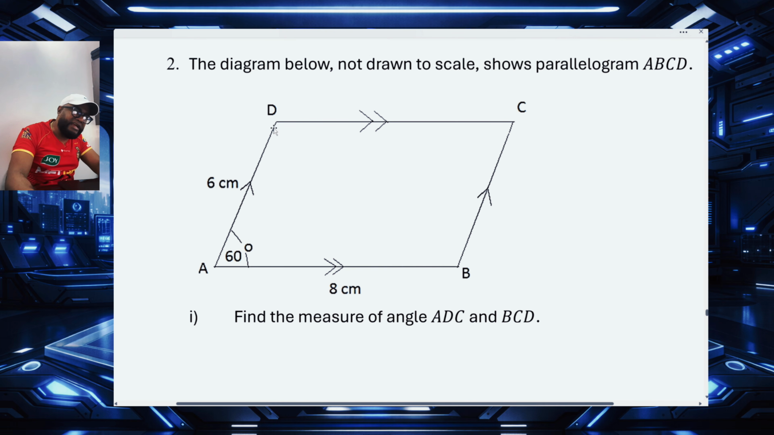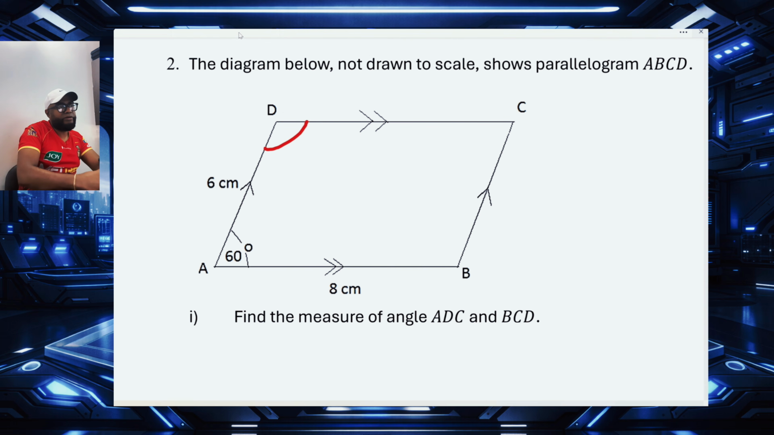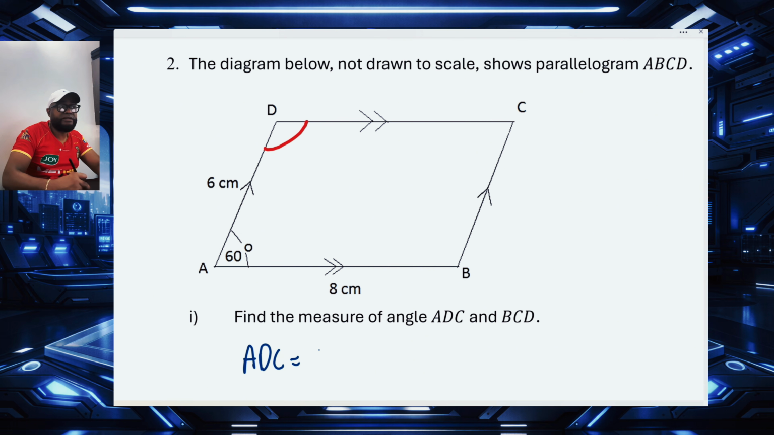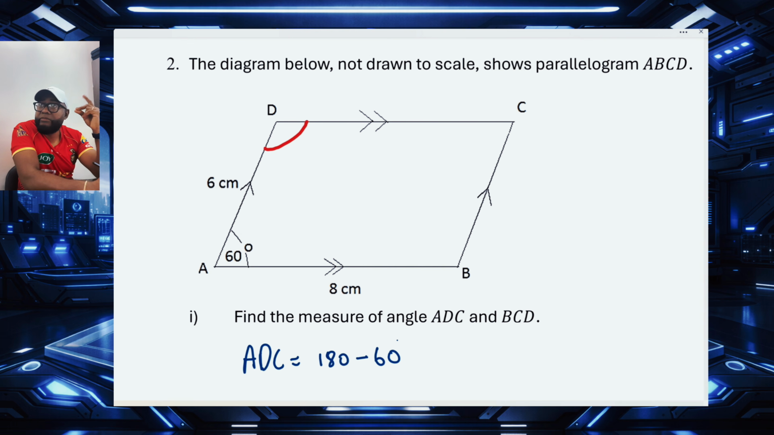So they gave us this line as 6, this line as 8, which really don't do anything for the question. This angle here is 60. They asked for ADC, so we're asking for this one up here. How do I find that? ADC will be equal to 180 minus 60. And what is the reason for doing this? Give me the name: co-interior angles add up to 180.